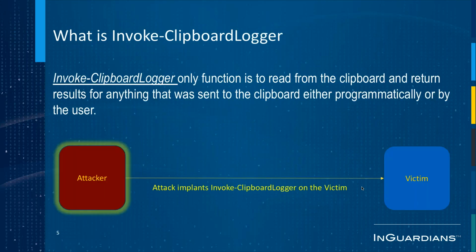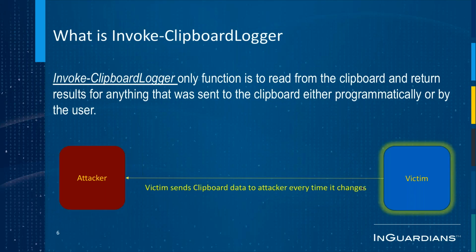With the logger piece, the attacker implants the script on the victim machine to start harvesting the clipboard buffer from the victim. So the attacker implants Invoke Clipboard logger to the victim, and the victim sends back the clipboard data every time it changes. Whenever somebody copies something, it sends those Unicode or ASCII characters back to the attacker.